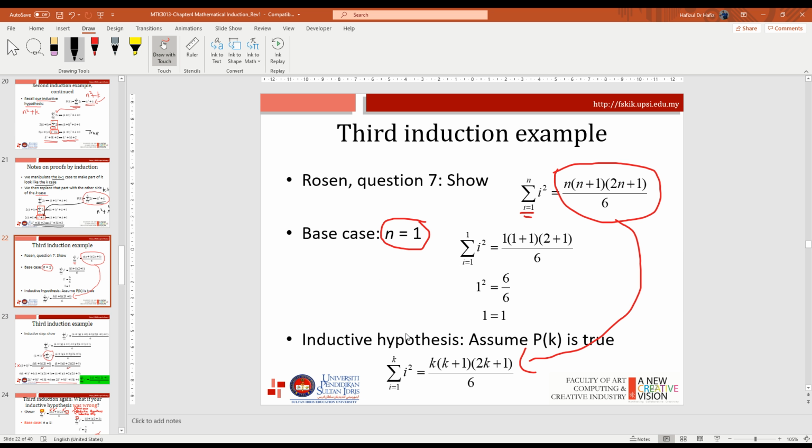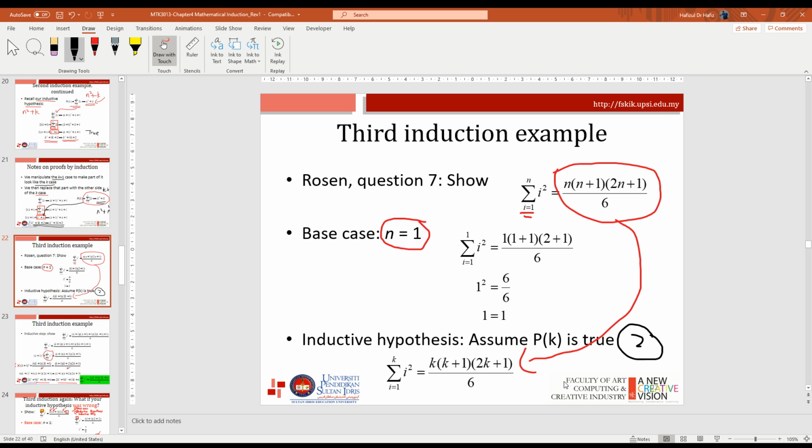Okay, another example, Rosen question 7: show the total sum of i, i equivalent to 1 to n, of i power of 2 is equivalent to n times n plus 1 times 2n plus 1 divided by 6. Based on n equivalent to 1, we can assume this is true, because 1 is equivalent to 1, 2 equivalent to 2 and so on. And then for the inductive hypothesis, assume that P(k) is true. Second step.